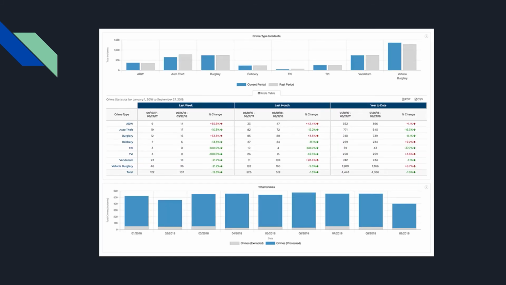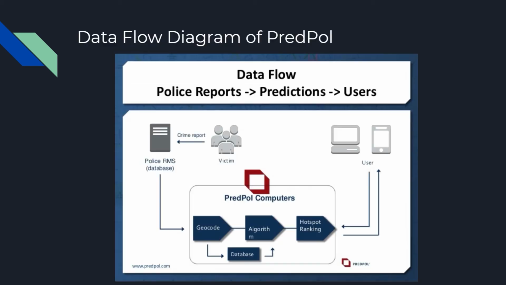This is a report that can be generated based on crime type and a comparison between weekly, monthly, or yearly data of the crimes that have already happened. And based on this, we can see whether our method of controlling crime is working or not. So, PredPol gives a very good way of analyzing itself and whether it is working or not. So, now we have seen the user interface itself. Let's now look at the data flow in PredPol.